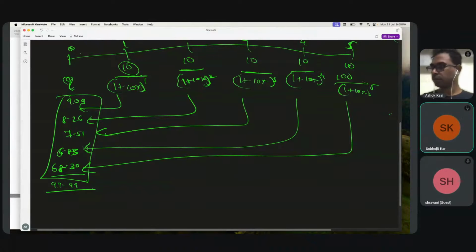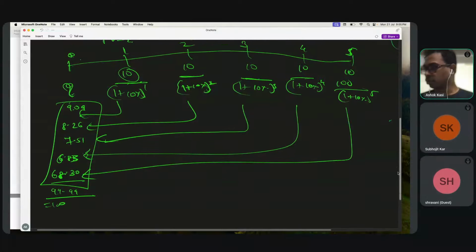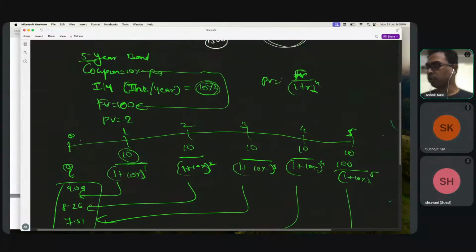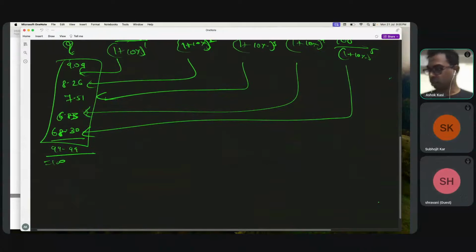Okay, this will be 100 only. This actually could have been done without calculating also. Whenever the coupon rate and IY are the same, it will be priced at par only. So this is the long-cut method; the shortcut we can also use to cross check.